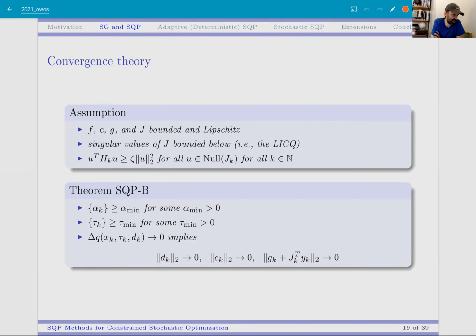The step sizes are bounded away from 0. The merit parameters eventually settle down at some value that is positive. And by driving the delta Qs, your reduction in the merit functions, to 0, you actually get that your steps go to 0, constraint violation goes to 0, and you get primal dual stationarity in the limit. So this is all the nice case, sort of classical stuff.